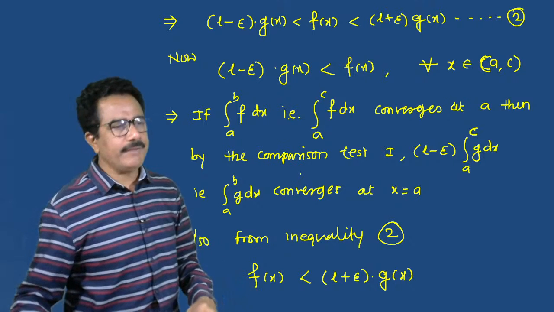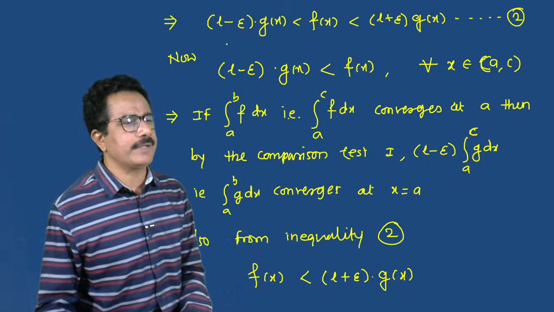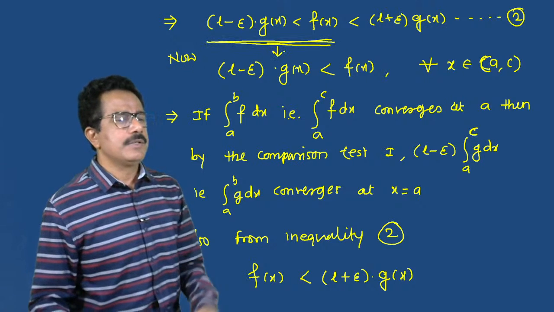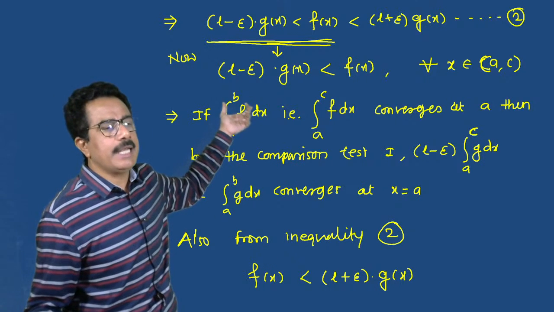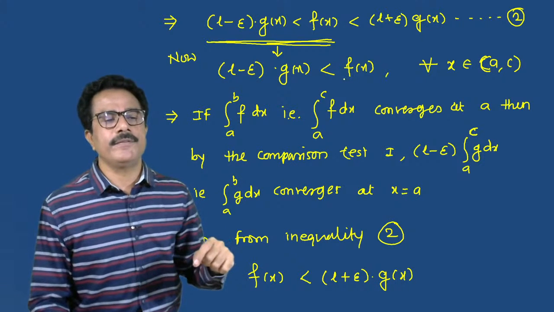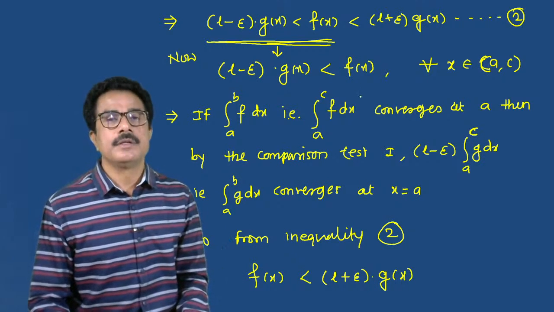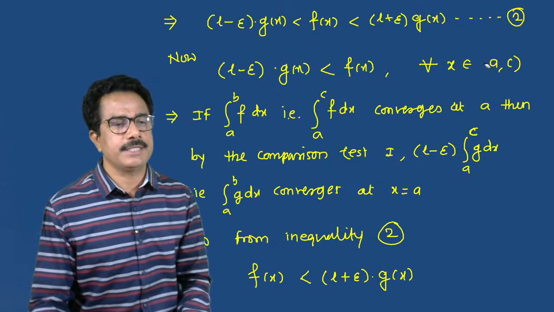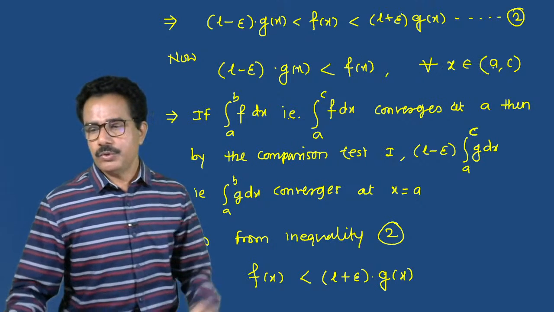So after the left comparison, just take this part: (L minus epsilon) times g of x is less than f of x. Then we have to use the comparison test theorem first here. I shall take it, so use the comparison.